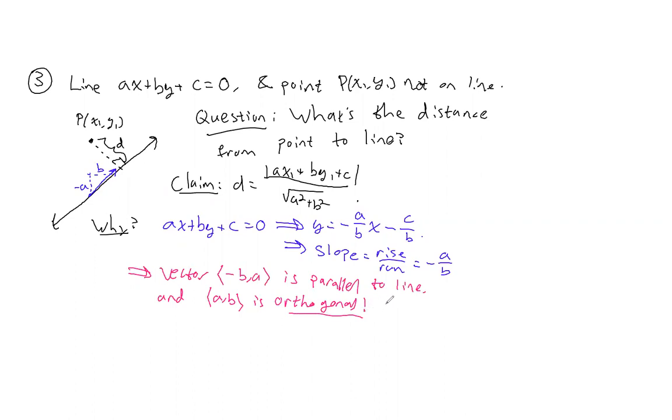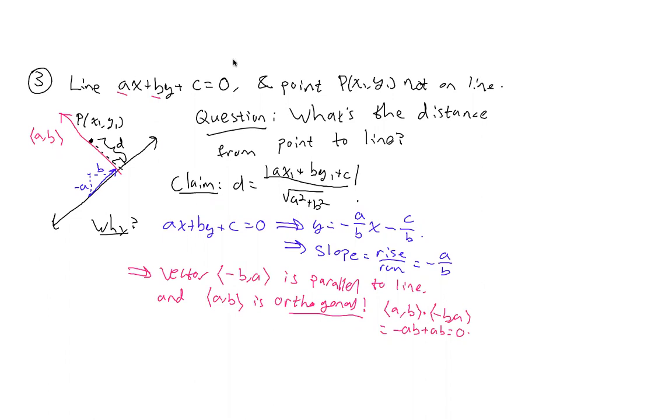And why is that? Well, you take the dot product. You take ab dotted with negative b, a, which just comes out to negative ab plus ab, which is 0. So what I'm saying here is that we've got another vector, which I'm going to call the vector ab. It's the same a and the same b as in our line equation. So that vector is orthogonal to the overall line.